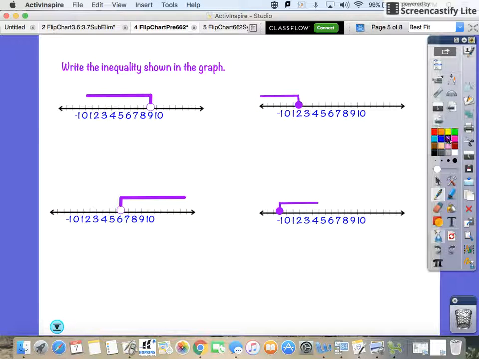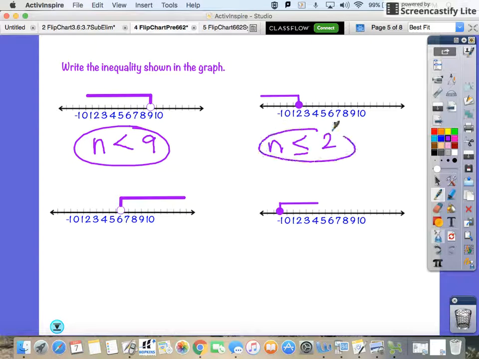Okay, so let's work backwards. This one, we have a boundary point of 9. These numbers are less than 9. There's an open circle, so this is it. Here, our boundary point is 2. The numbers they've shaded are 0, -1, and so on. Those numbers are less than 2, but because this has a solid dot, we need the equals option.